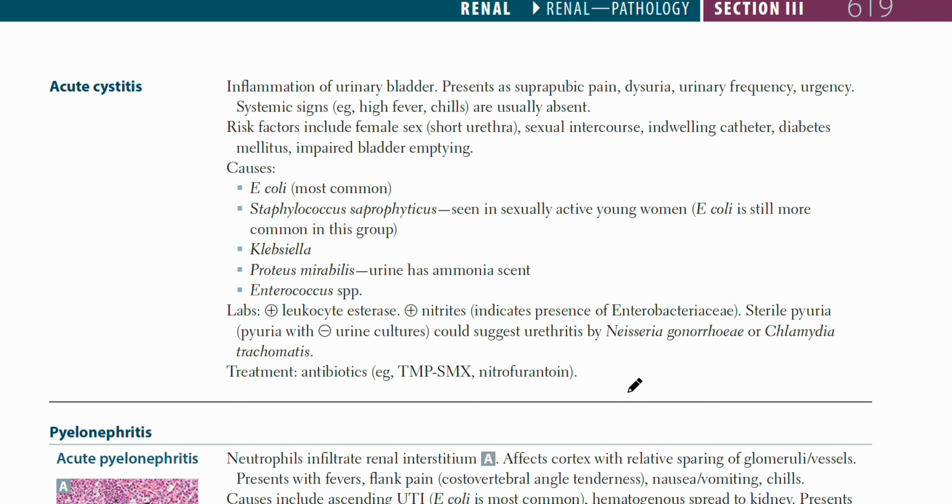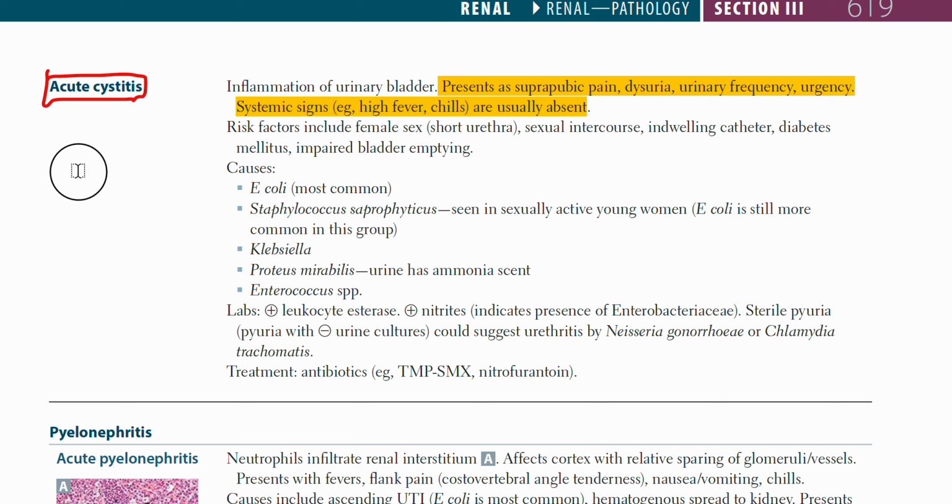Let's talk about acute cystitis. This is inflammation of the bladder. Acute cystitis is inflammation of the bladder. It presents as suprapubic pain, dysuria, which is difficulty in urinating, frequency, and urgency. These are classical symptoms of acute cystitis, and systemic signs like high fever are usually absent. So in acute cystitis, high fever is usually absent.